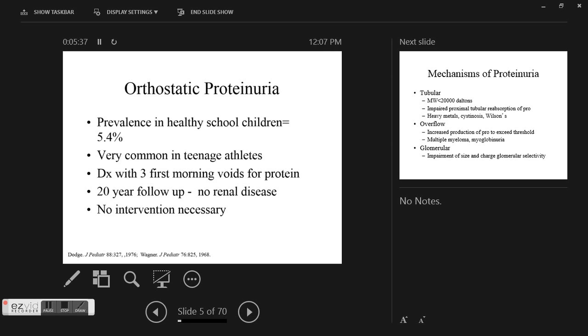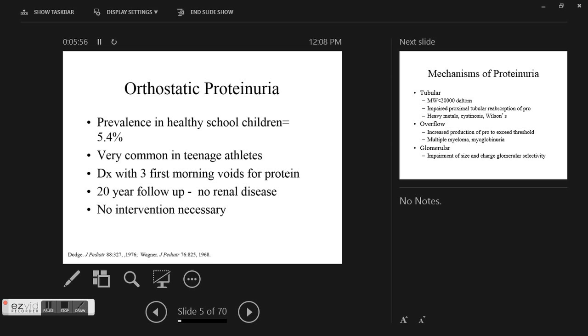And what was really cool, this particular study in the 70s was actually a follow-up to those military recruits. And this is a completely benign condition, no follow-up necessary. So that's what's very important. And you have to reassure your parents because this you will see very commonly in clinical practice.